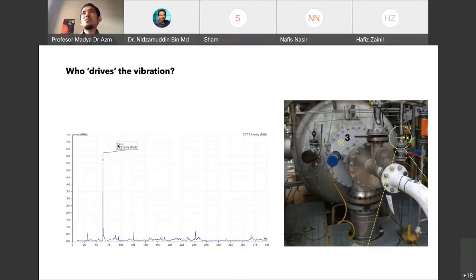Then we have to find where this 63 hertz comes from. This is what we usually do as a vibration analyst. So 63 hertz, what is it coming from? Is it from nearby machines, or from inside the chamber, or what is that?